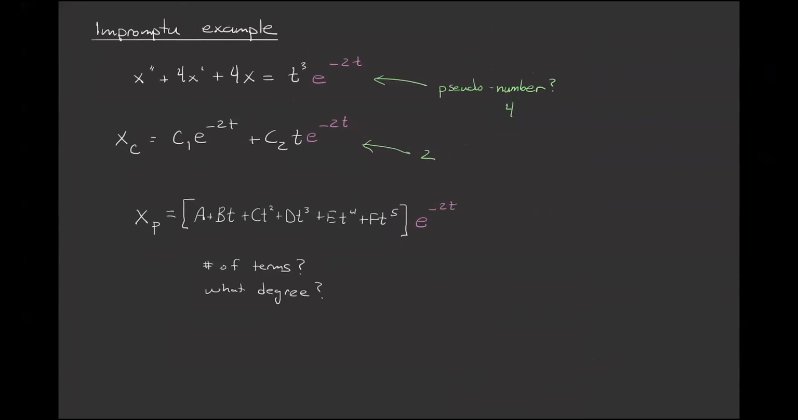Let's do one more impromptu example just to help really reinforce it. Have we looked at higher degree characteristic polynomials at this point? Have we done things like x triple prime plus 3x double prime? Okay. Yeah, I make videos ahead, so sometimes I lose track of where we're at.